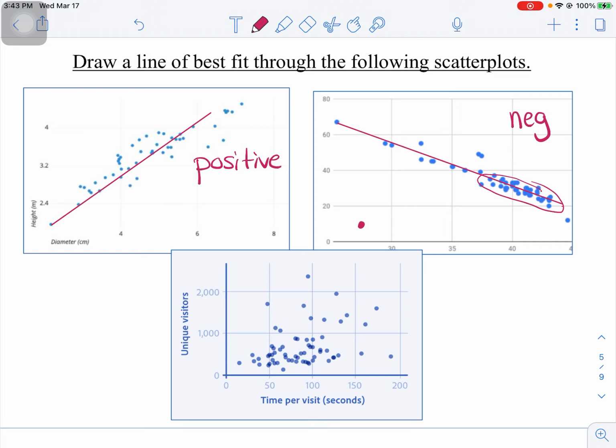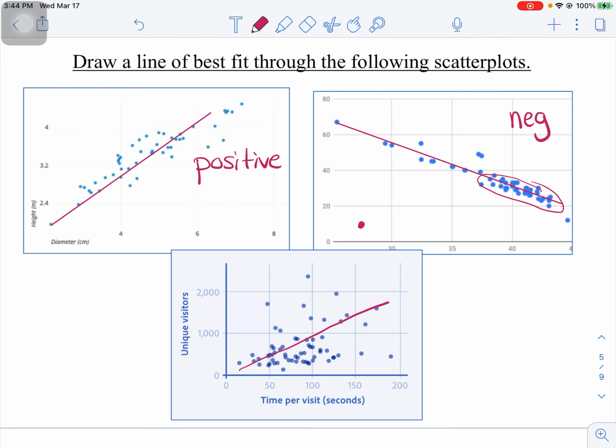So now let's look at our third one here. We have time per visit in seconds and unique visitors. Well, what does that mean? Time visit where and unique where? Well, we can see if we tried to make a line here, we have a whole bunch over here just out of the way, and then we have a big cluster. So that line there wouldn't really work.